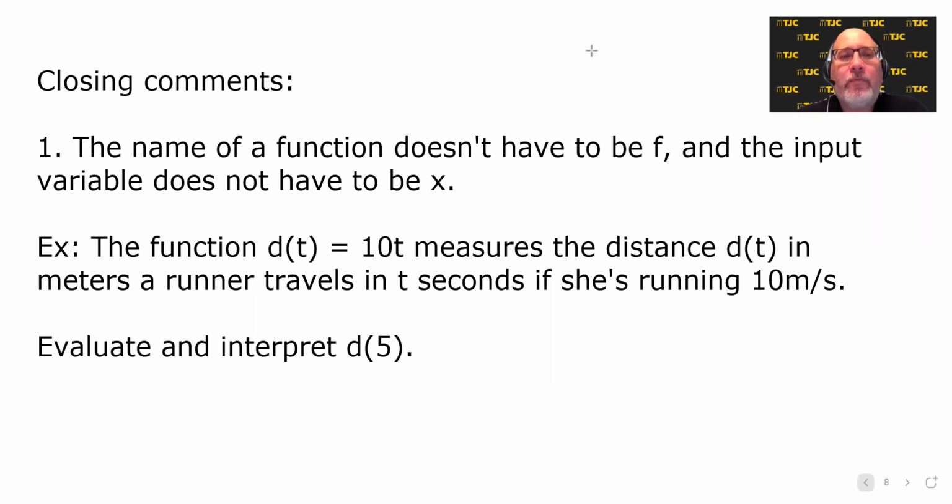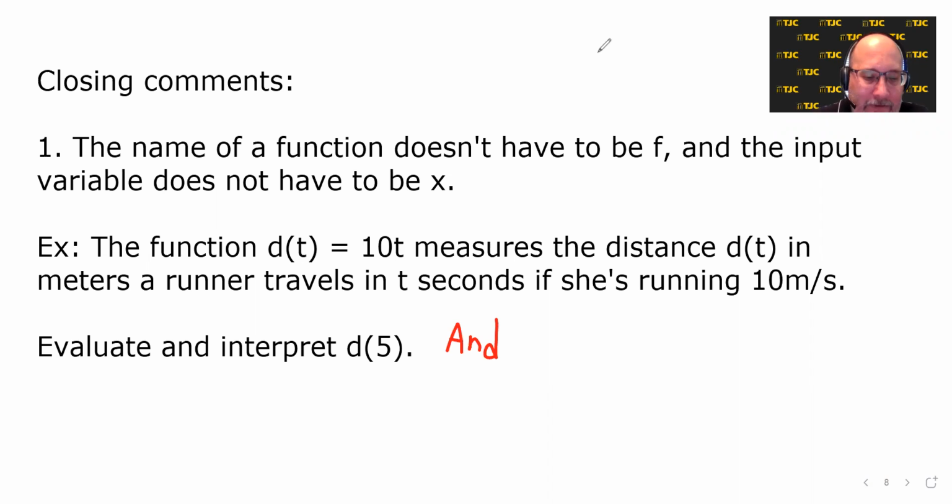Closing comments. Number 1, the name of a function doesn't have to be f, and the input variable does not have to be x. For example, the function d of t equals 10t measures the distance d of t in meters a runner travels in t seconds if she's running 10 meters per second. Evaluate and interpret d of 5. If you think I'm just doing this problem at random and that it's not in the homework, you would be mistaken. There's one like this in the homework.